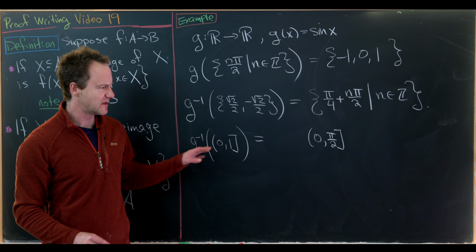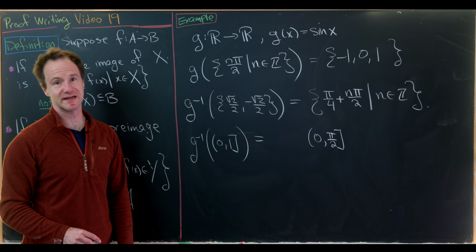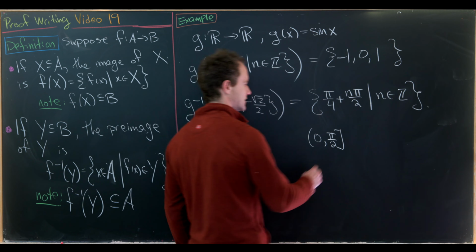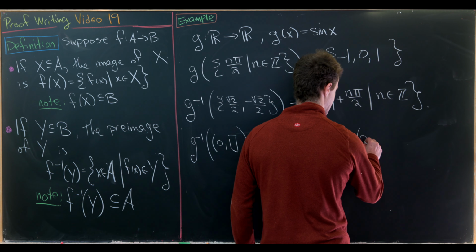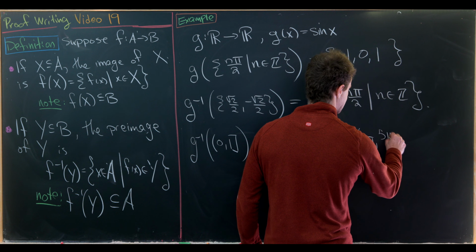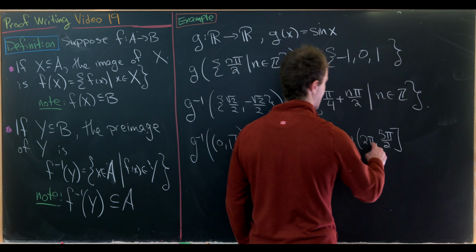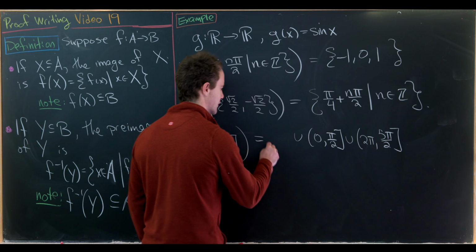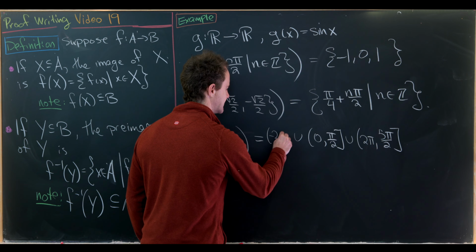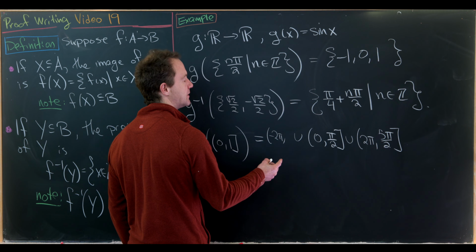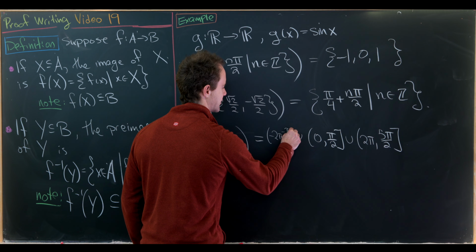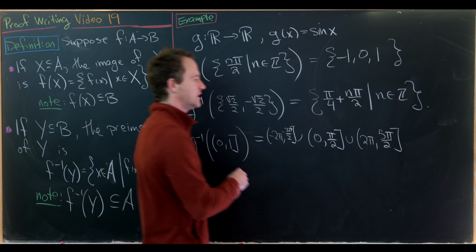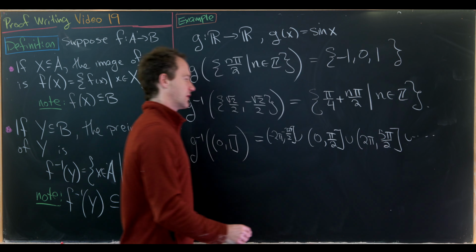But then we'll union this with a bunch of other things that look fairly similar, and that's based off the periodicity of sine. So let's see, we'll union this with, maybe the next one will be 2 pi to 5 pi over 2. Notice that's 2 pi plus pi over 2. And then we'll get something back here as well, which is like negative 2 pi, and then negative 2 pi plus pi over 2, which I think is negative 3 pi over 2. So we get something of that form, and then we'll union those infinitely in both directions.